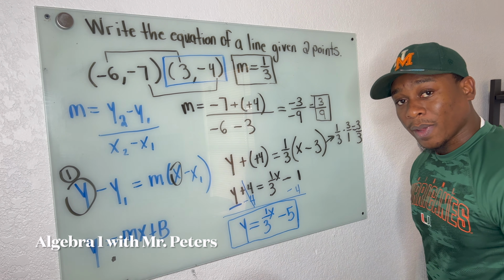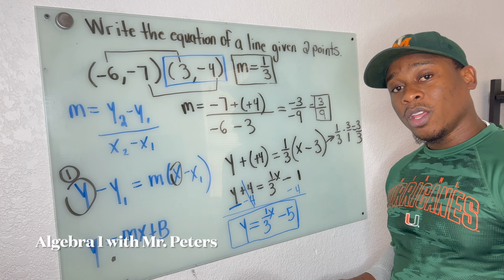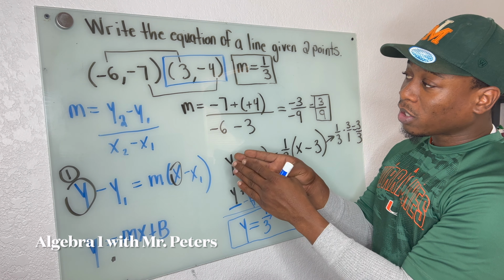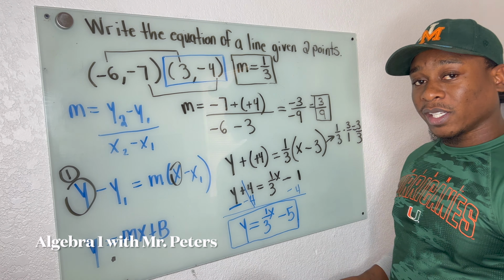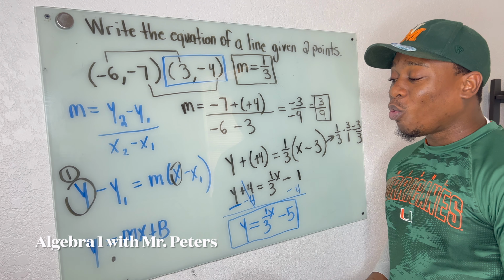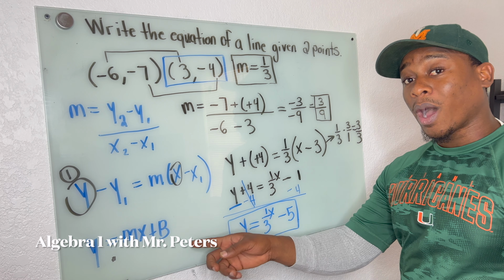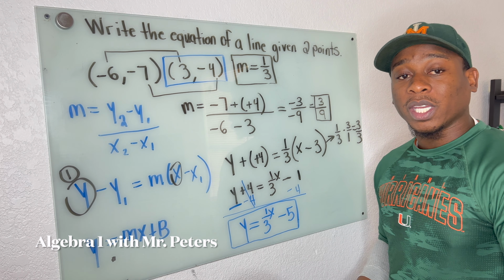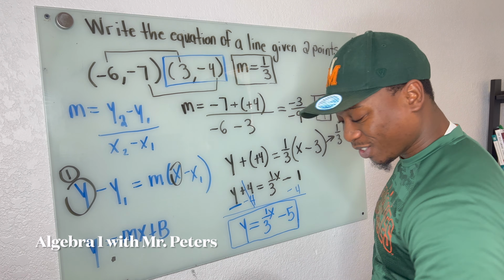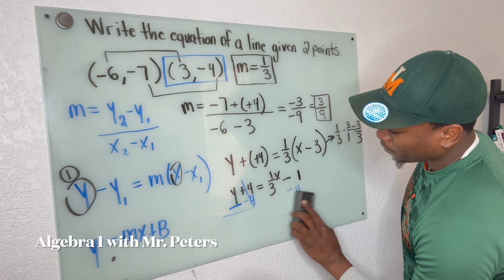So this is the first method. And with the first method, like I said, we're going to use the point slope formula. Now what I'm going to do is erase some of this and go back and use our formula y is equal to mx plus b to see if we could also get the same exact answer. So let's erase some of this.